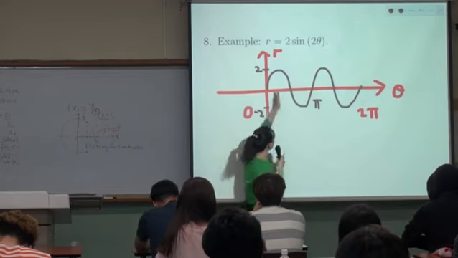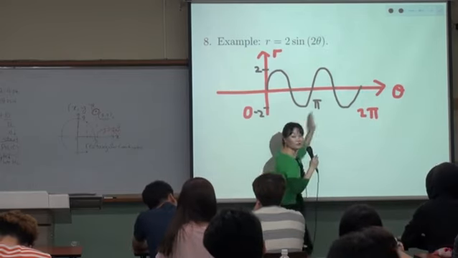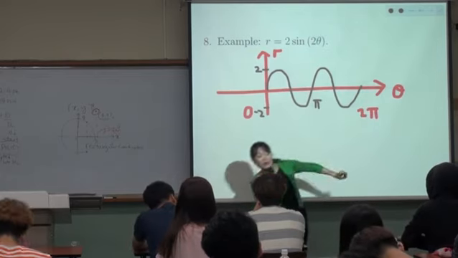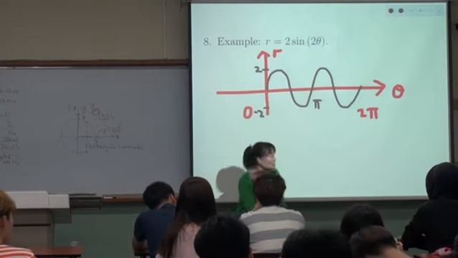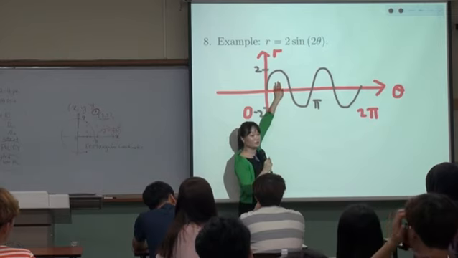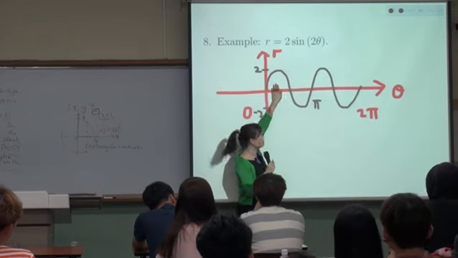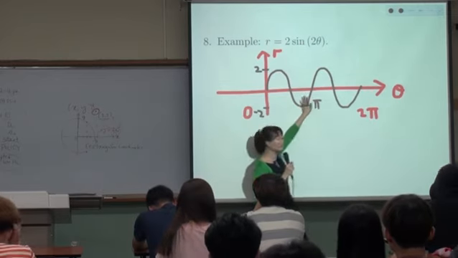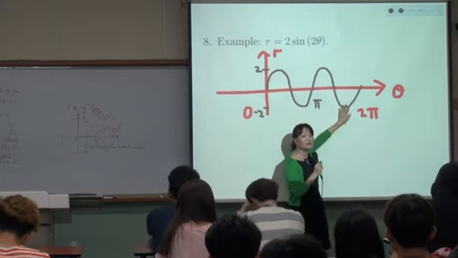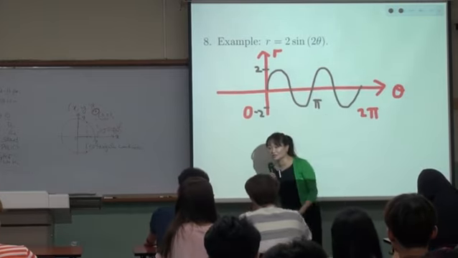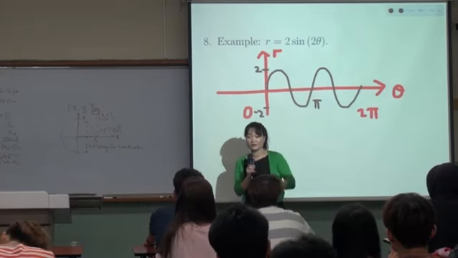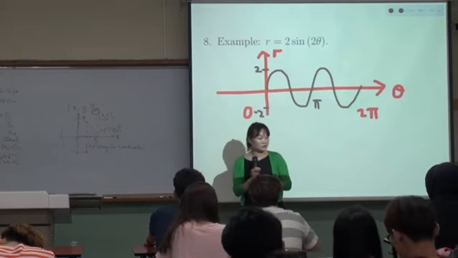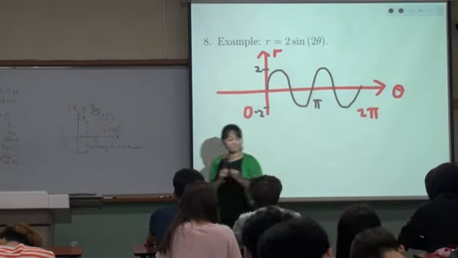Okay. Do you see that they are all symmetric? What's the longest distance from the origin? 2, right? And what loop? Positive loop. What loop? Negative loop, positive loop, negative loop, all symmetric. Draw. Go ahead and draw.